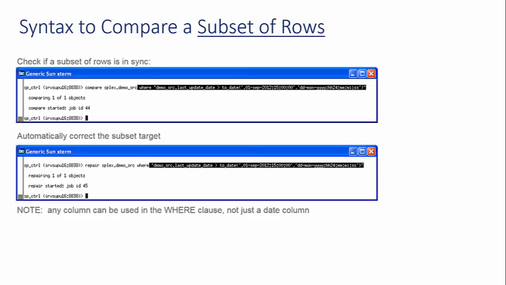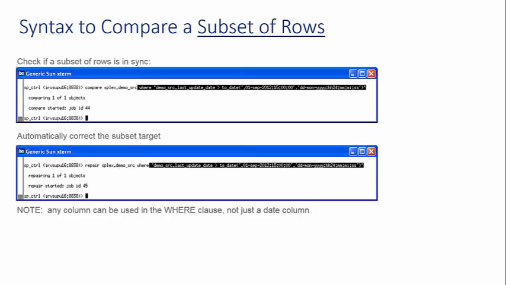This is important. Unlike Oracle, SharePlex does not do implicit date conversion. In this example, we use a date column, but it's not just the date column. You can use any column in the where clause. The repair can be used with the where clause as well, and it would be repair source schema name dot source table name where source table name dot last update date column is greater than to date and give the date.